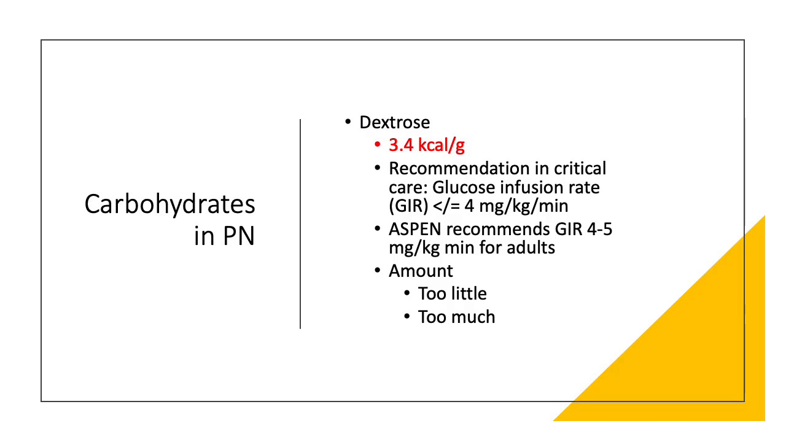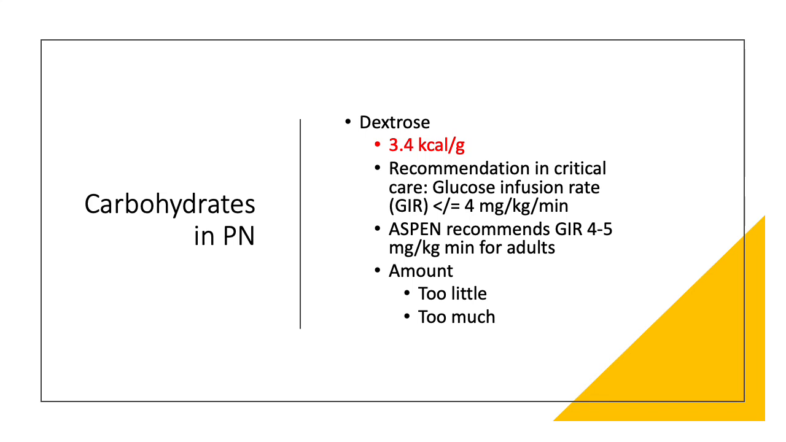Carbohydrates in PN are given as dextrose, and if you'll remember, dextrose has 3.4 calories per gram and not the normal 4 calories per gram that carbohydrates provide. The glucose infusion rate is the measure of the rate at which the patient receives IV administration of dextrose. So the recommendation is we try not to exceed 5 milligrams carbohydrate per kilogram per minute of glucose infusion, so GIR, for adult patients. Recommendation is 4 to 5 milligrams per kilogram per minute for adult patients and is actually less than 4 for critically ill patients.